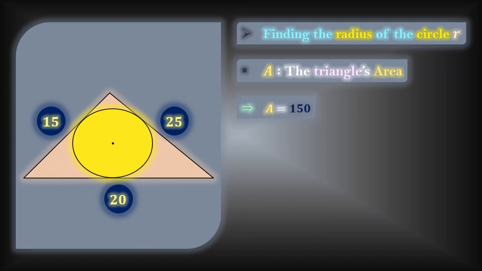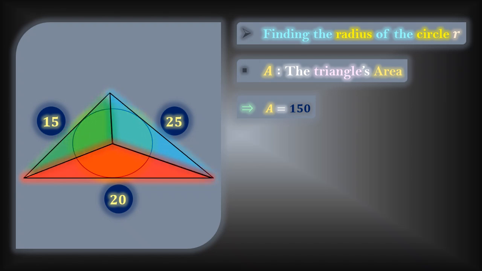Now, if we draw the line segments connecting the center of the circle to the three vertices of the triangle, this divides our triangle into three smaller embedded triangles: a red triangle, a blue triangle, and a green triangle. If we denote the area of each color triangle by capital A with its corresponding color, we find that the area of the principal triangle is equal to the sum of the areas of the red triangle, the blue triangle, and the green triangle.